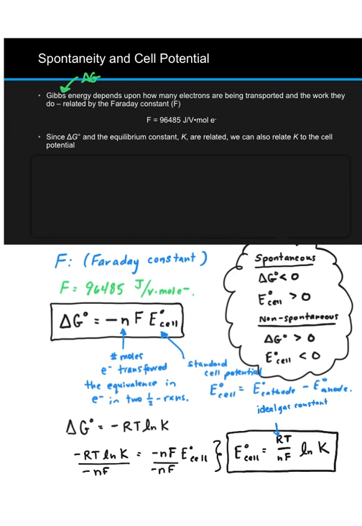R is our ideal gas constant, given in energy units, 8.3145 joules per mole per Kelvin. T therefore must be our Kelvin temperature. n is the number of electrons transferred in a redox reaction, the equivalent in electrons produced and consumed in an oxidation or reduction half reaction. F is Faraday's constant, and K is our equilibrium constant for our redox reaction.